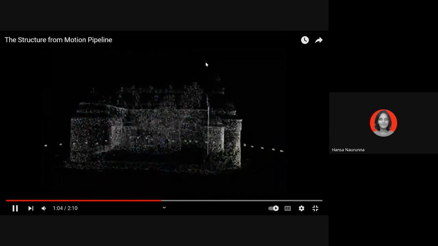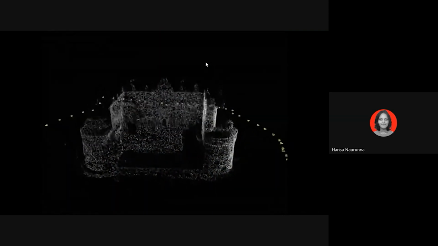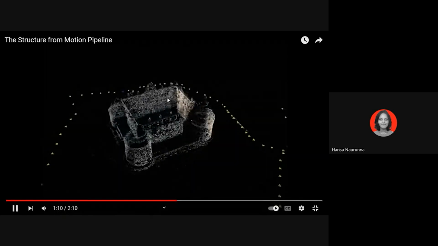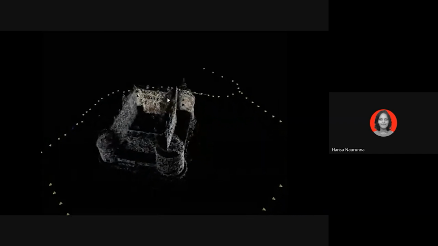So after we do that, we have this really nice 3D reconstruction of the castle. Oh wow, that was really simple, right?